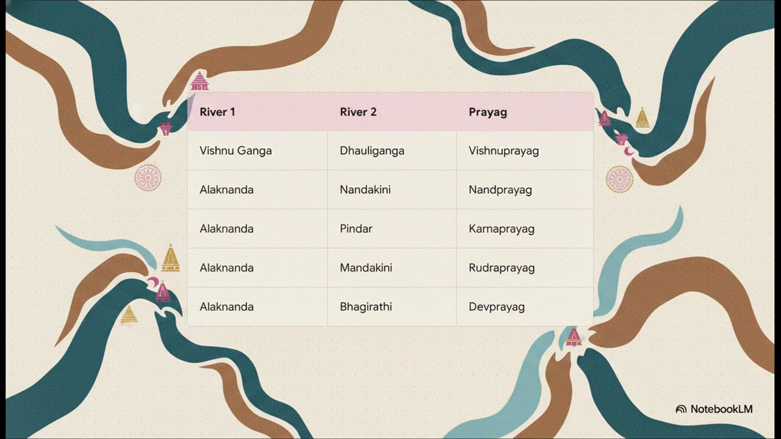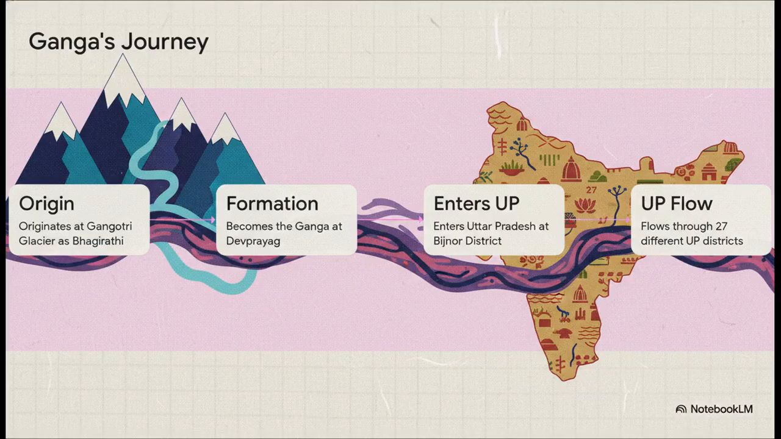That is the exact spot where the Alaknanda meets the Bhagirathi and the river is officially born and named the Ganga. For your exam's spatial mapping, try to visualize tracking this entire journey. It originates at the Gangotri Glacier as the Bhagirathi, and as we just said, officially becomes the Ganga at Devprayag. But here's the crucial part for UP specifically. It enters Uttar Pradesh at the Bijnor district. From there, it acts as this massive, sprawling lifeline, flowing through 27 different districts of Uttar Pradesh, before finally crossing the border and exiting into Bihar.